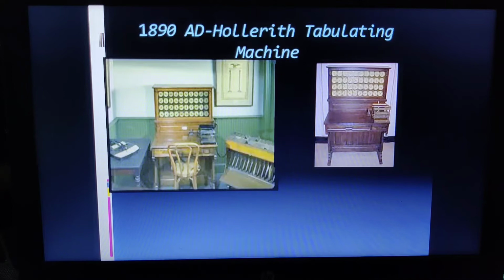And then we had the Leibniz calculator, which came into existence in the year 1650, built by the mathematician Gottfried Leibniz, which was able to perform addition, subtraction, division as well as multiplication.